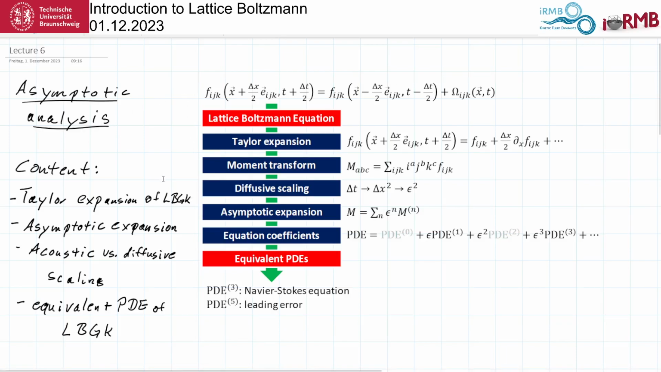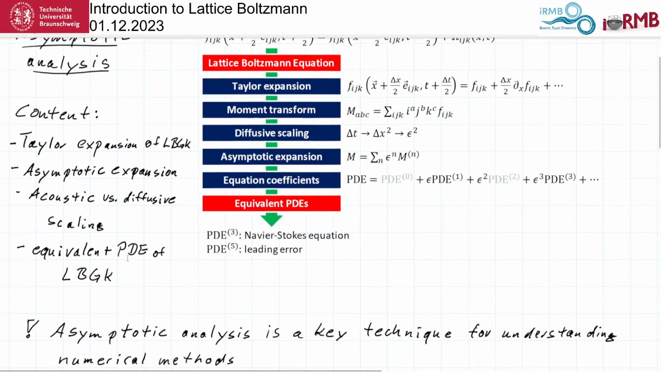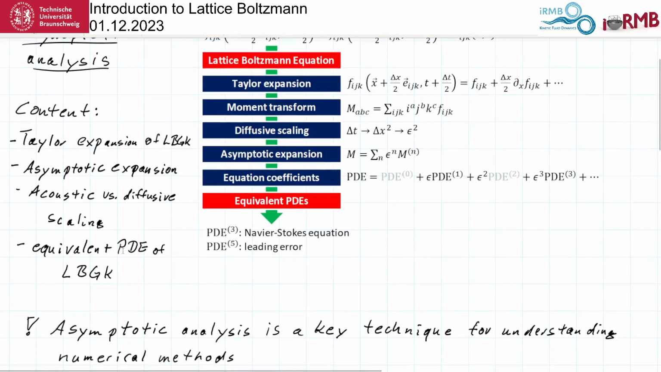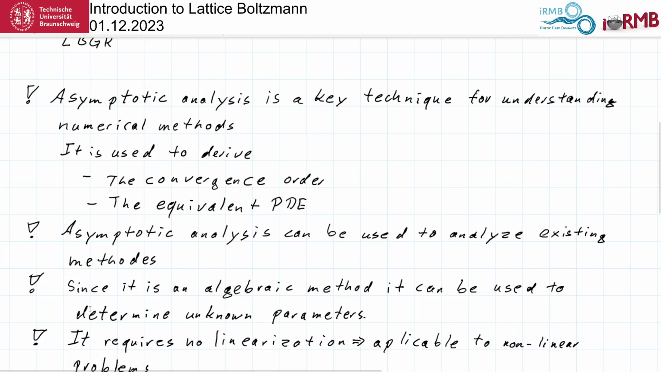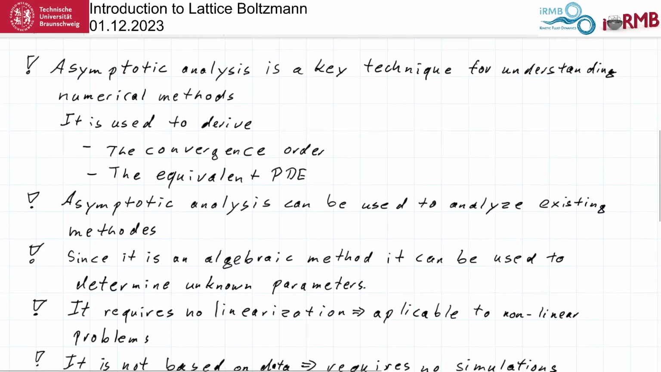So today we go through these things here: Taylor expansion, asymptotic expansion, and we look at acoustic and diffusive scaling, and then we will derive the equivalent partial differential equations of the Lattice Boltzmann, of the Lattice BGK method. So I've written down a little bit of text. I just want to start with what we are going to do.